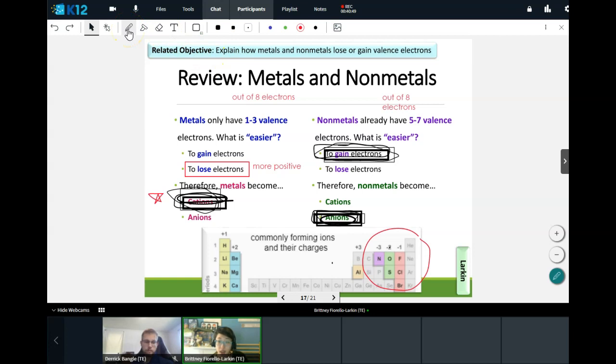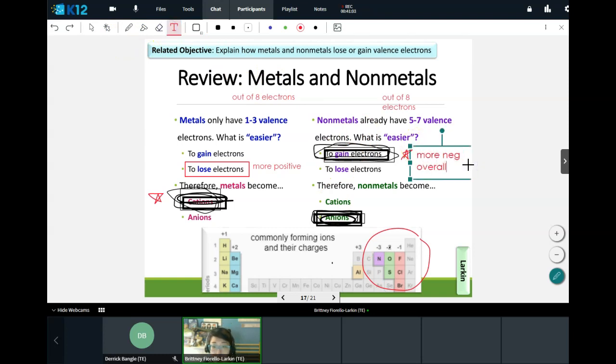Yes, so if they already have 5 to 7 out of 8, they just need a few more. It's going to be much easier to gain electrons to get to that full octet. And if you're gaining electrons, that's like gaining negative friends, and so you become more negative overall because you're gaining negativity. And negative ions overall are called anions.